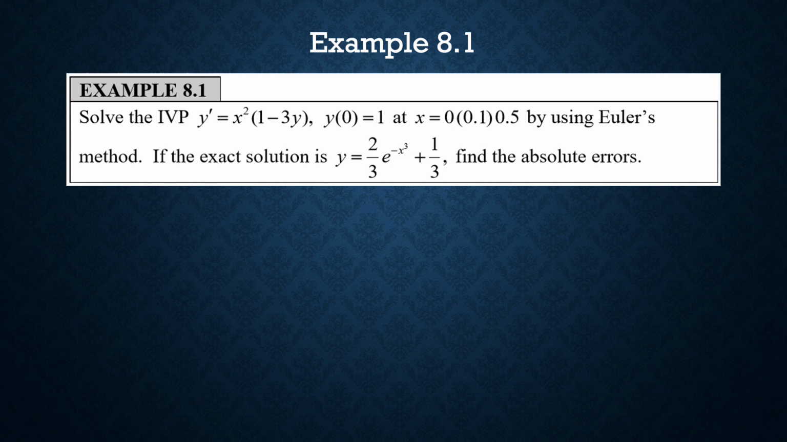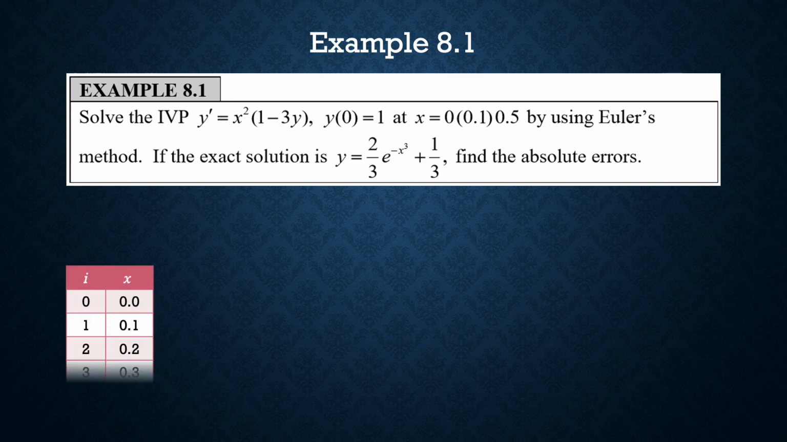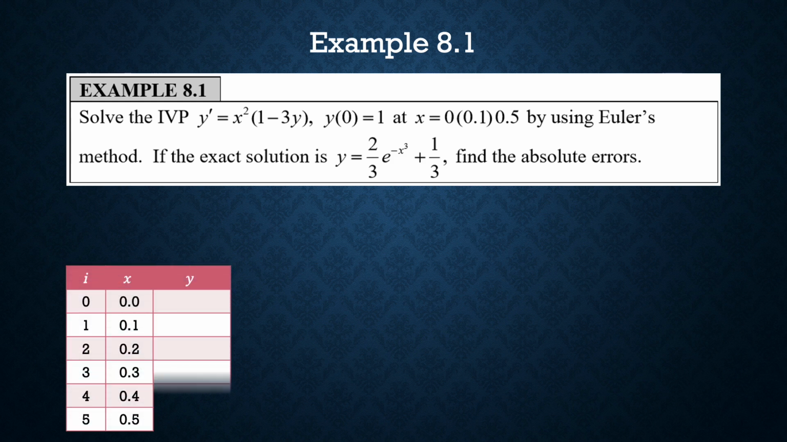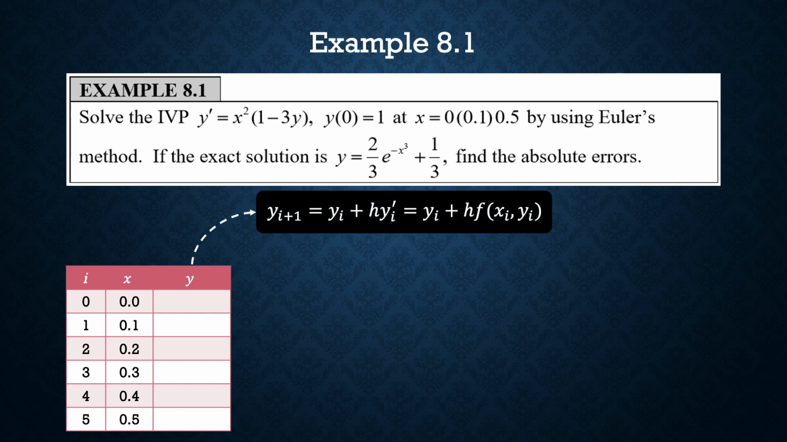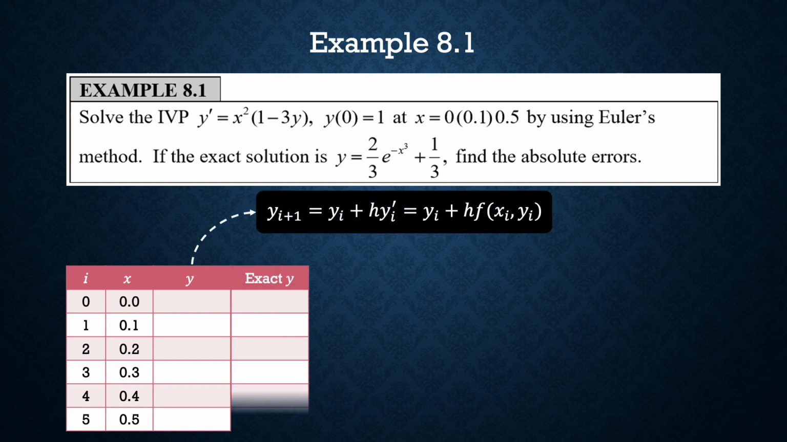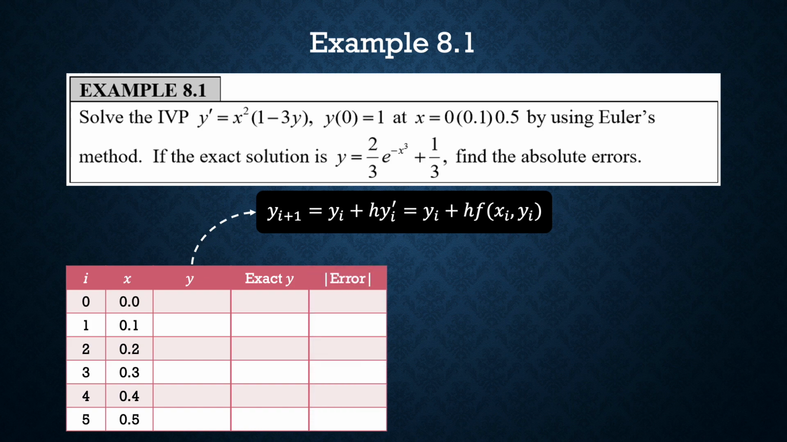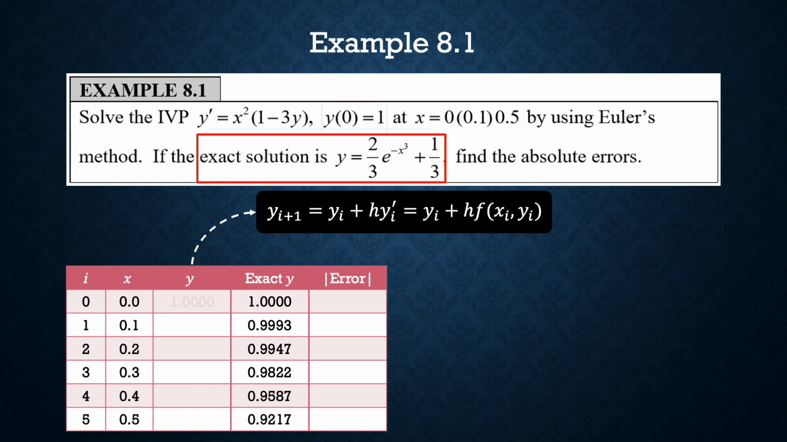To solve this problem, firstly we need to tabulate the x values, then we reserve a column for the new y values that we will calculate using Euler's method, the exact values of y, and finally the absolute errors. The exact values of y can be found from the given exact solution in the question, so we can easily fill it up first. The value of y0 is given as well.